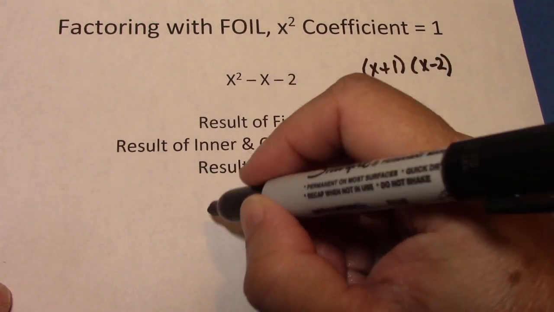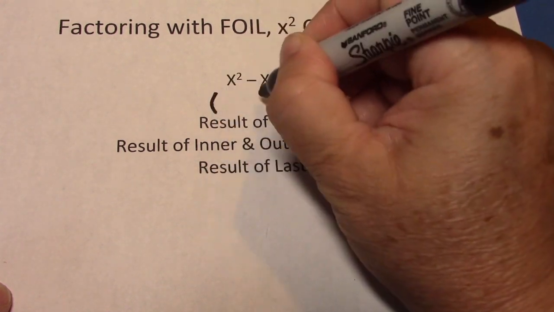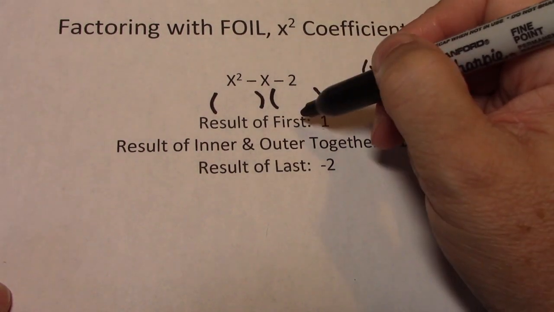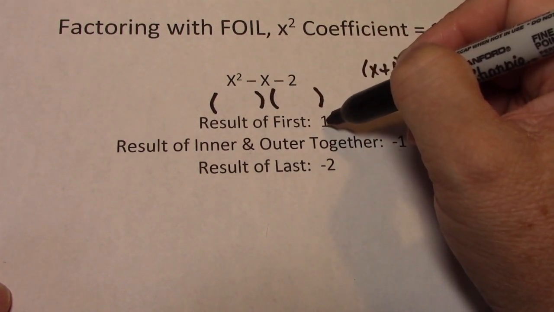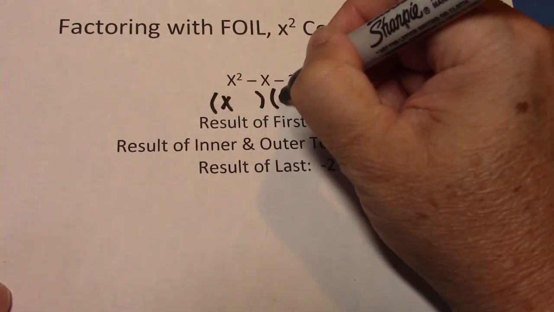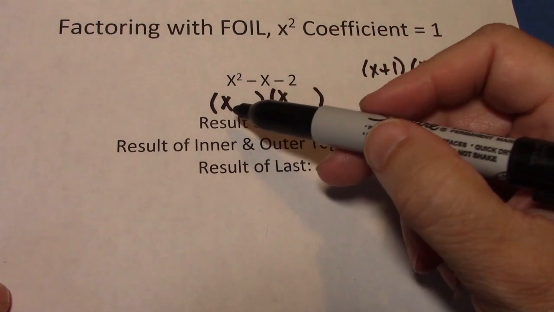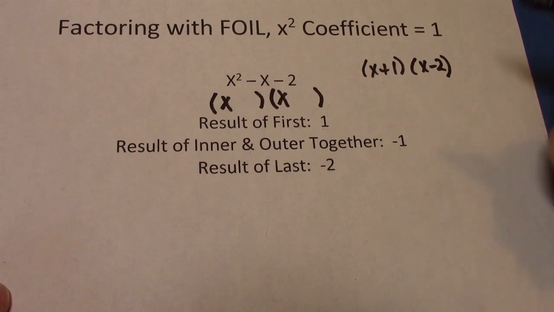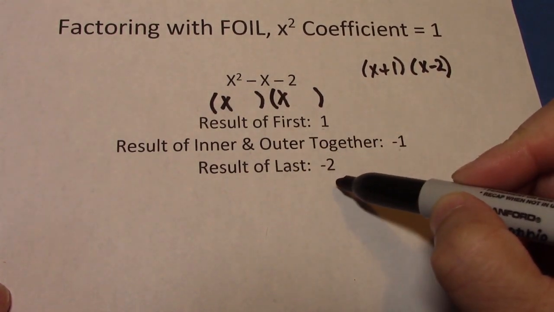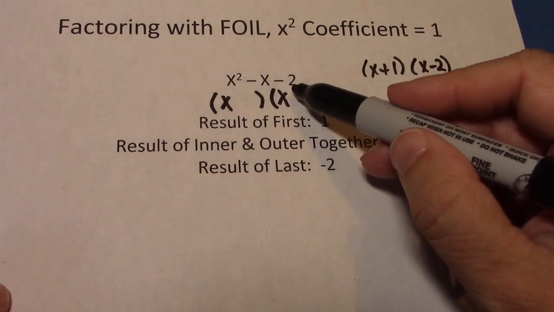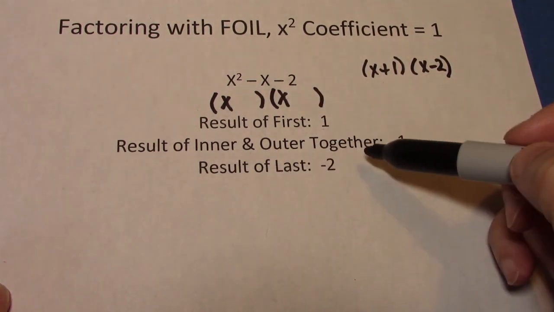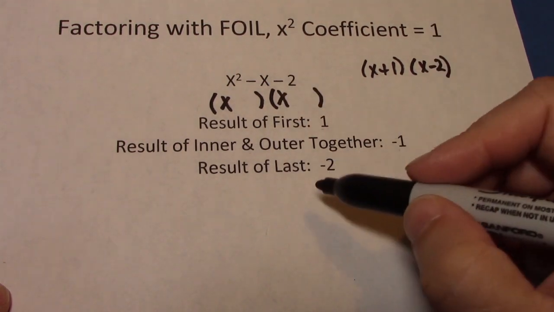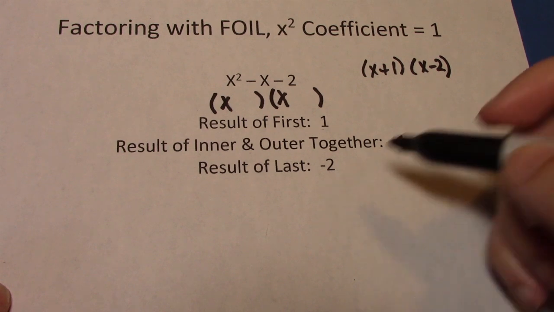Well, when this factor is 1, the first thing I can do is make my parentheses. And I know that the result of multiplying the firsts together, the coefficient is 1. In fact, I know that it's going to be x, because that's the only thing x times x will give me x squared. Piece of cake so far, right? All right, the result of the lasts has to be negative 2. Right? There's the result of the last. The inner and the outer together are the terms that are going to combine, to add together. Let's start with the result of the last. We know it's going to be negative 2.